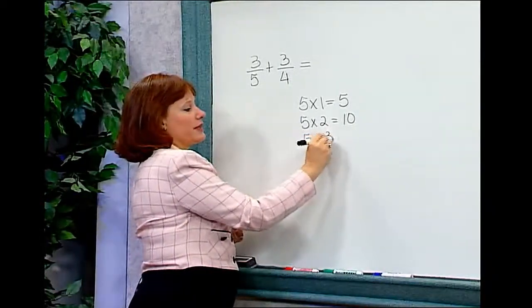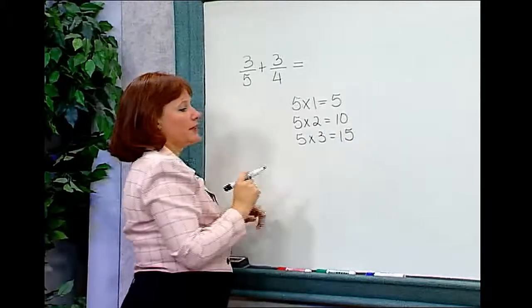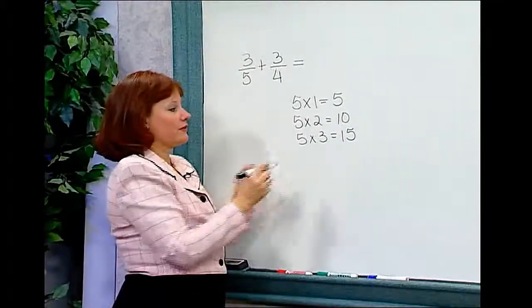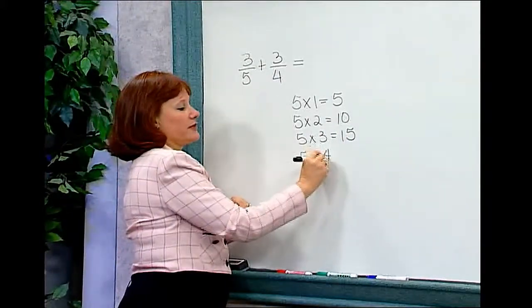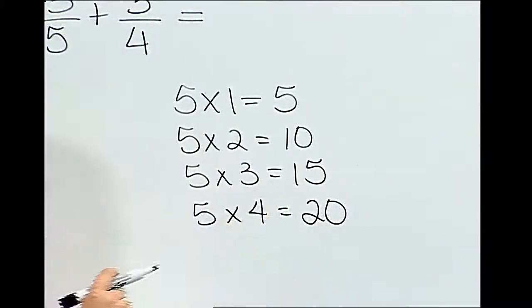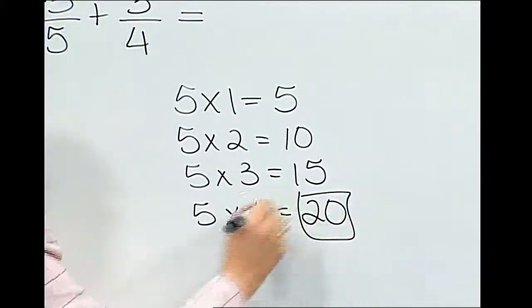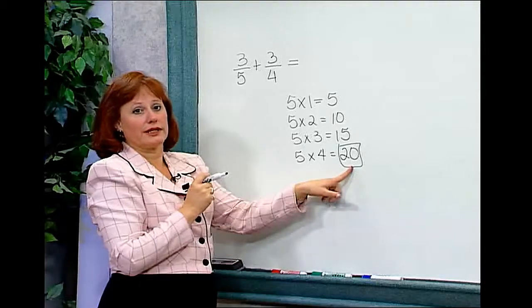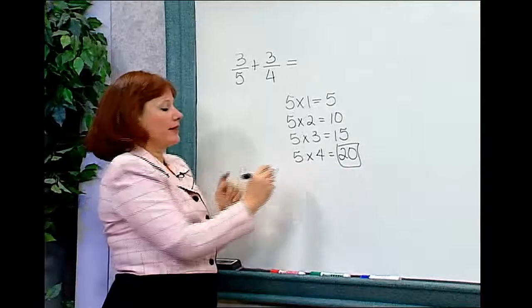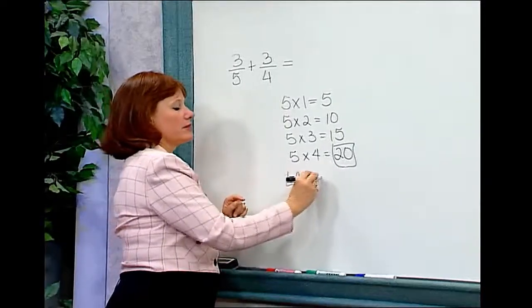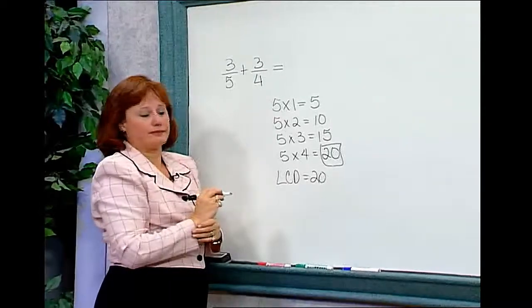5 times 3 is 15. That doesn't help me out. 4 won't go into 15. 5 times 4 is 20. I think I've hit the jackpot with 20 because I know 4 will divide evenly into 20. So my least common denominator is going to be 20 for this problem.